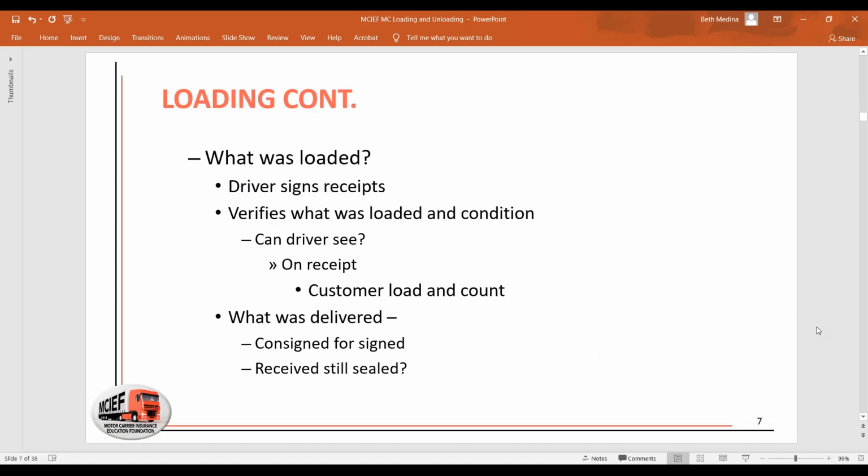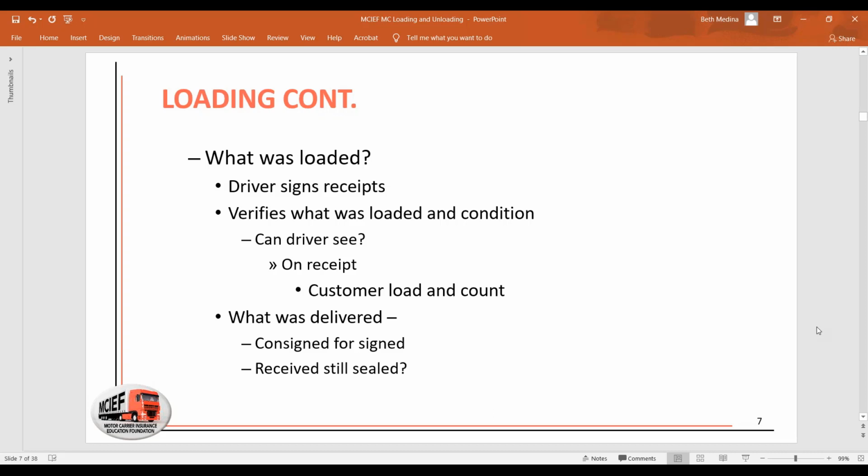The second is what is being loaded. The driver signs a receipt. And that receipt is verifying what's loaded and the condition of what's being loaded. Can the driver see what's being loaded? Typically in drop and hook, no. In fact, some of the drivers aren't even allowed to be around. They want to keep them away from the loading dock, away from areas they could be hurt. The very best they might have is a lounge or something that the driver could sit in or look at or be in as they're waiting.